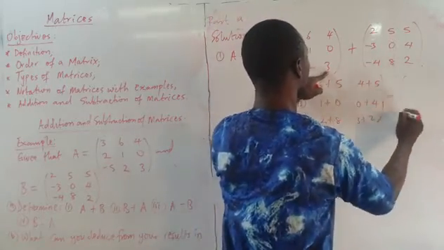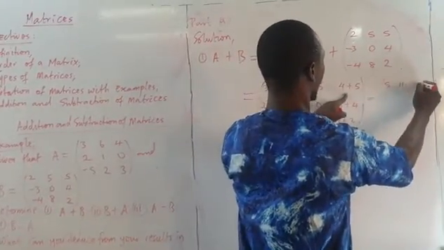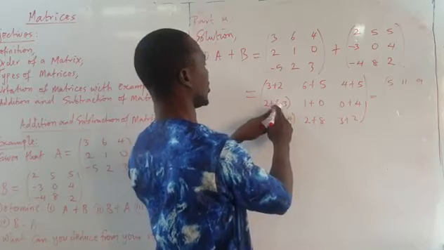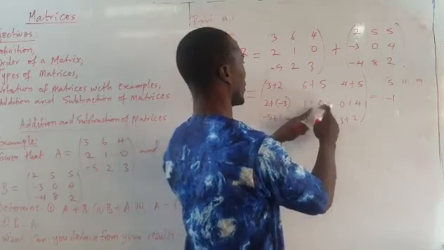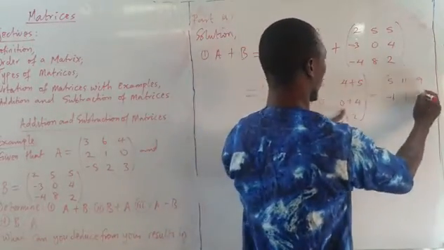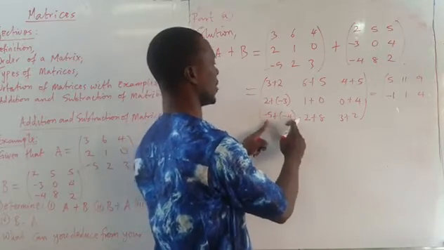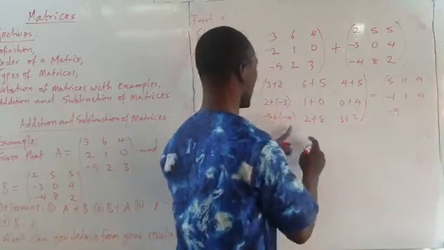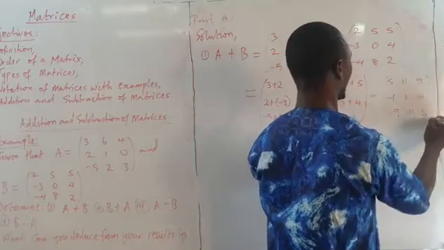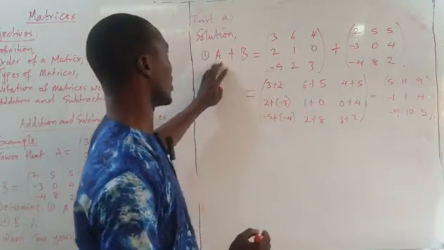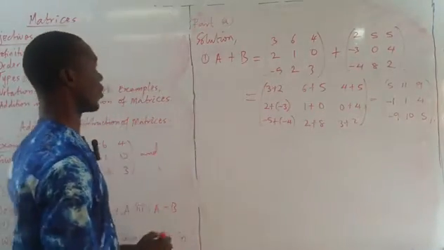So we have 3 plus 2, that's 5, 11, 9. 2 plus times minus is minus, so 2 minus 3, that is minus 1. 1 plus 0, 1. 0 plus 4, that's 4. Then plus times minus is minus. Minus 5 minus 4 gives us minus 9. Then 2 plus 8, that's 10. Then 3 plus 2, we have 5. So the addition of matrix A and B gives us this answer. That is for Roman figure 1.